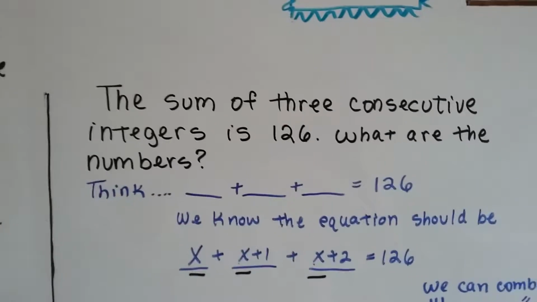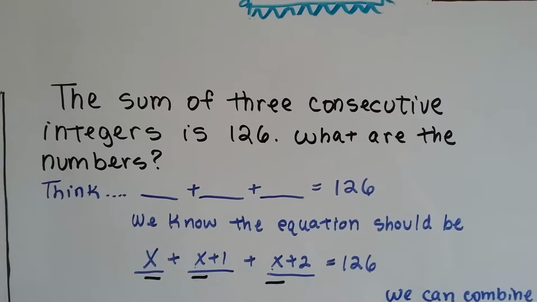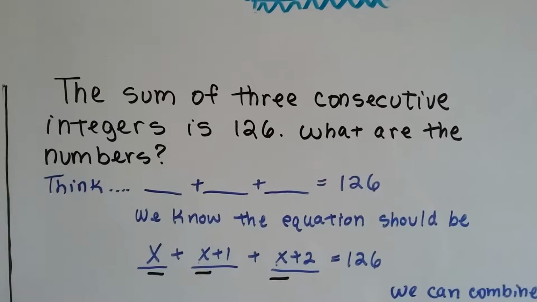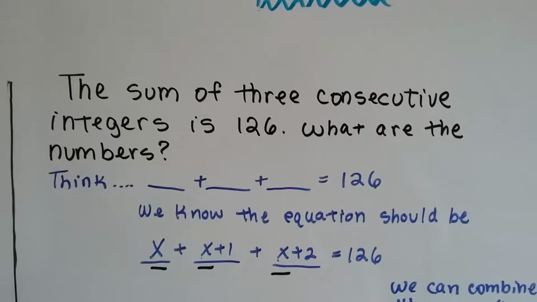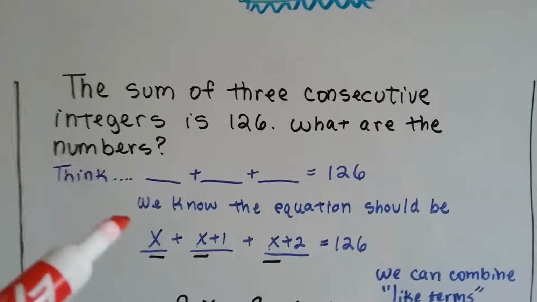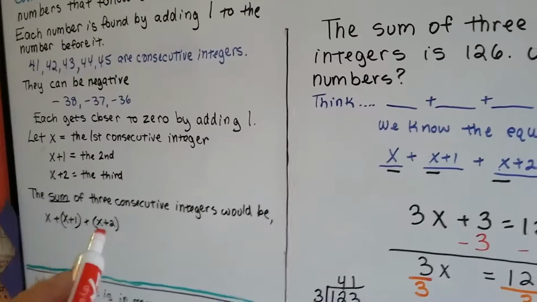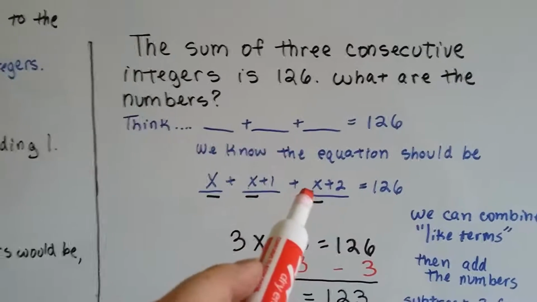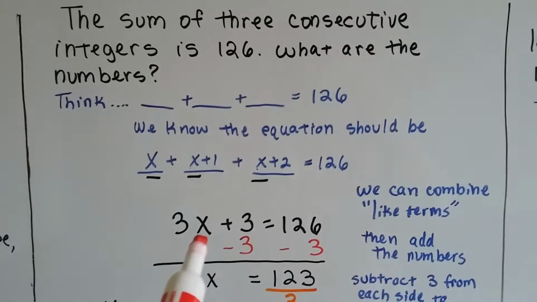All right, let's take a look at our word problem. See if we can write our equation for it. The sum of three consecutive integers is 126. What are the numbers? So we think there's three integers. So we have something plus something plus something equals 126. And we know the equation from the rule is x plus x plus 1 plus x plus 2. So it'll equal 126. And we can combine the like terms.